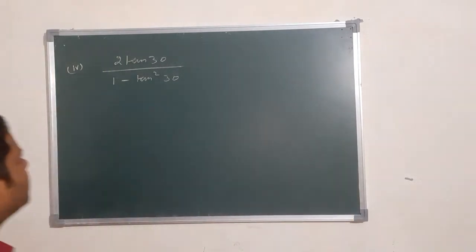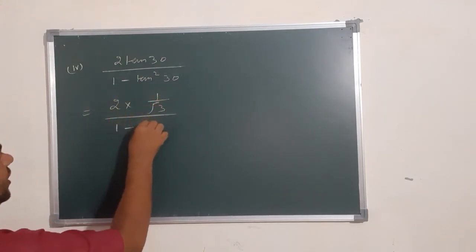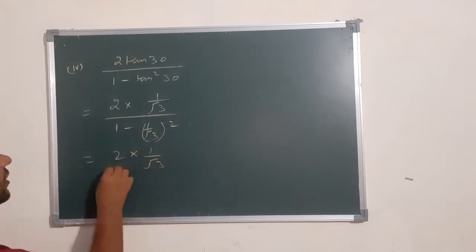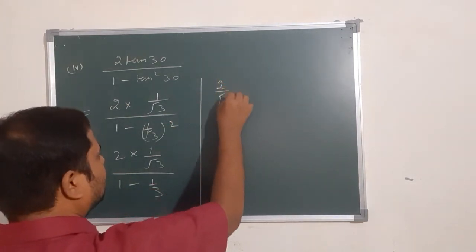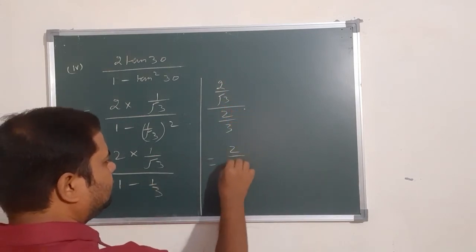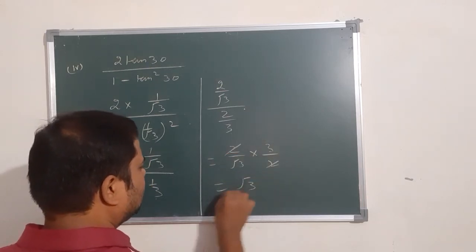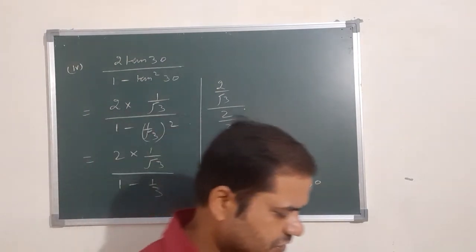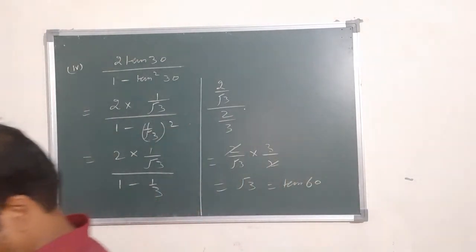First of all we find the value: 2 into tan 30, that is 1 by root 3, divided by 1 minus 1 by root 3 whole square. So this is 2 into 1 by root 3 divided by 1 minus 1 by 3. This is nothing but 2 by root 3 divided by 2 by 3, which is 2 by root 3 into 3 by 2. 2 cancels, and this is root 3, which is the value of tan 60. So option C is correct for this question.